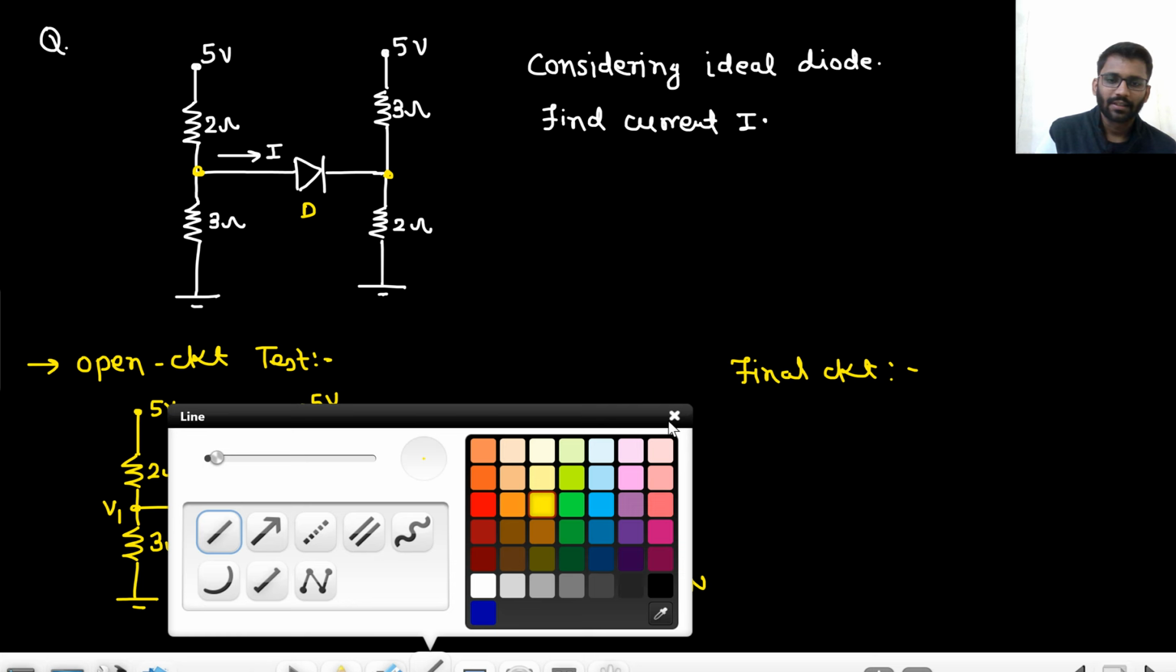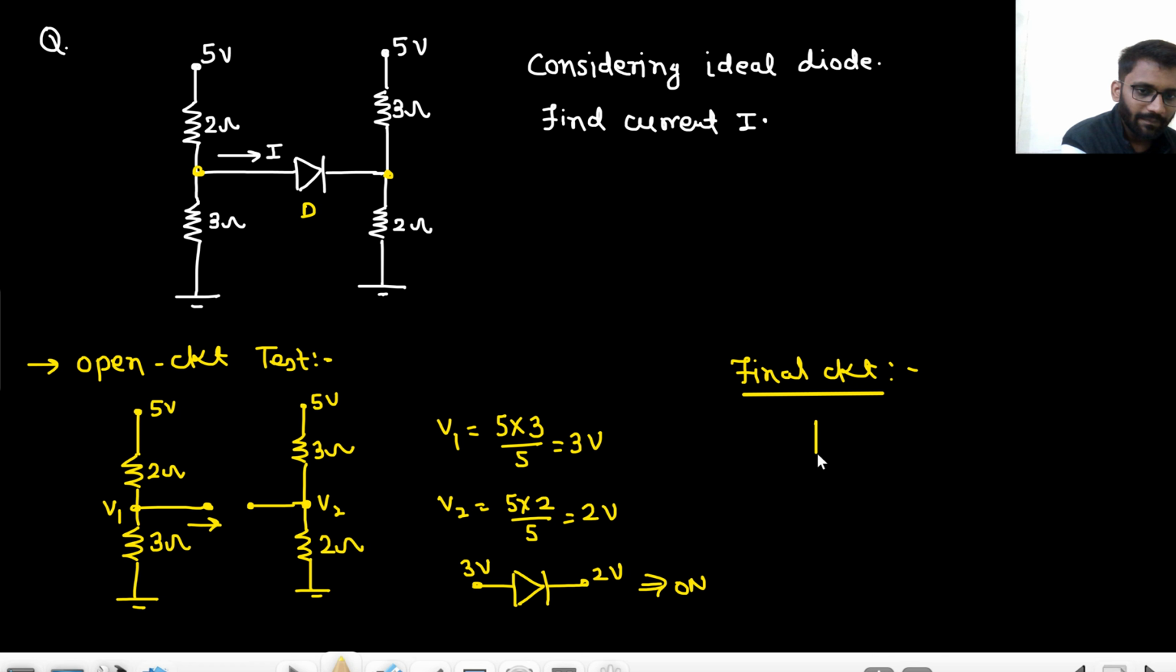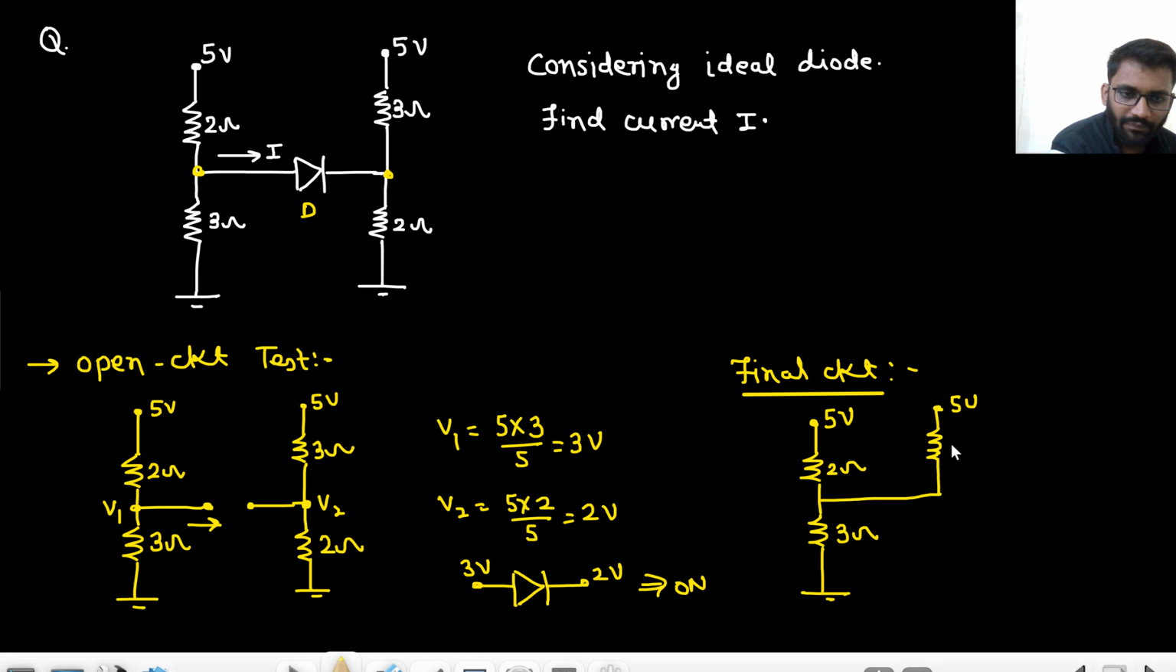What is my final circuit? The diode is on, so it will be replaced with a short circuit. And you have to find the current in this branch. Now, if you say that this is shorted, so current will be zero, then your network analysis is very, very weak.